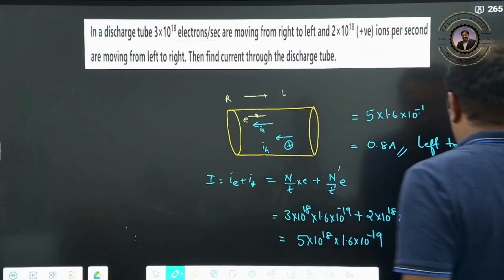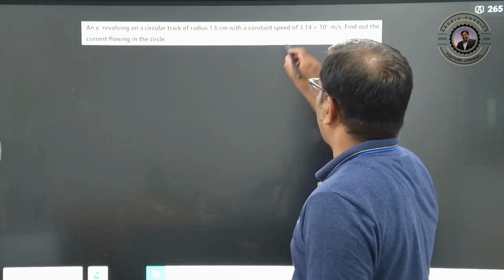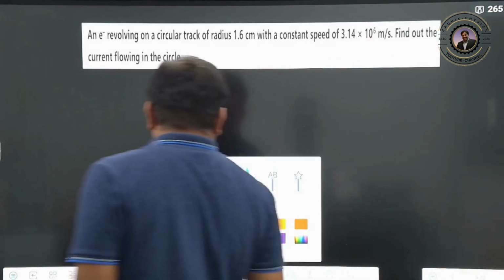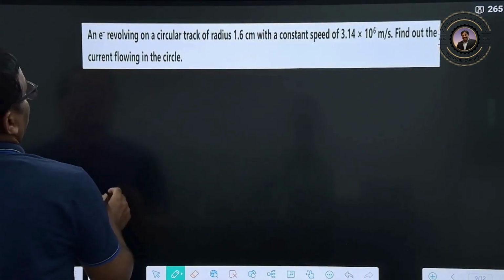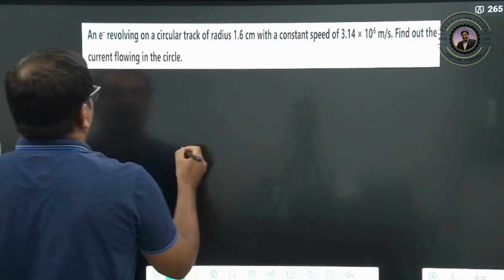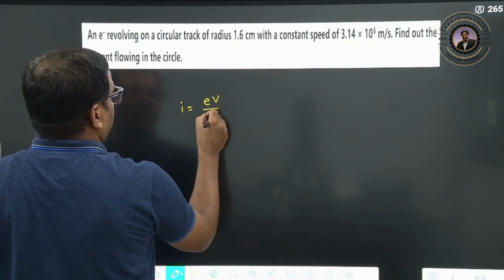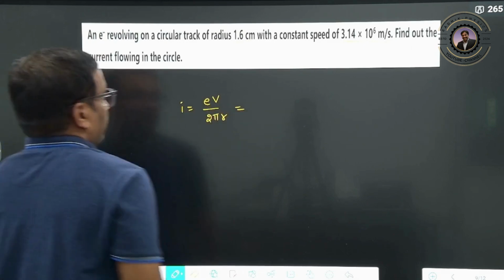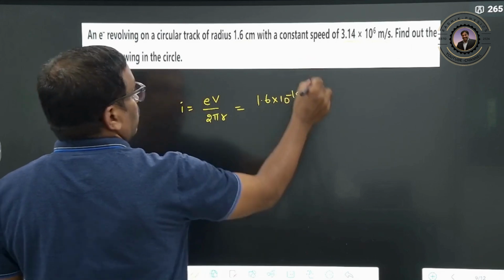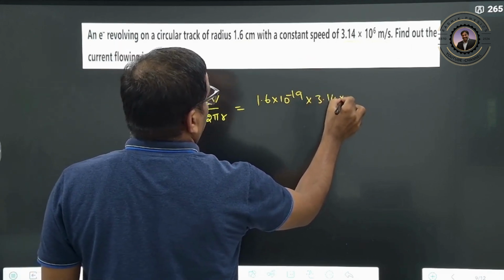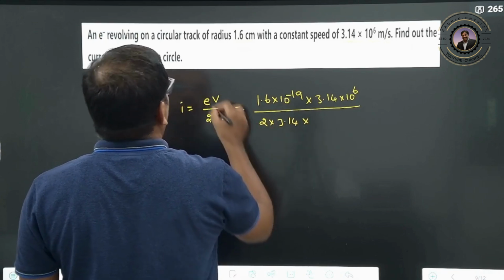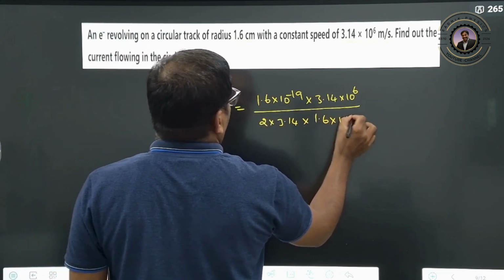Now we will go for one more question. I think I already discussed this type of question. An electron is revolving in a circular track of given radius and with a given speed. Find the current. Current will be equal to e v by 2 pi r, which we already did in this video. For the electron, charge is 1.6 into 10 to the power of minus 19, speed is 3.14 into 10 to the power of 6, divided by 2 into 3.14 into radius, which is 1.6 into 10 to the power of minus 2.